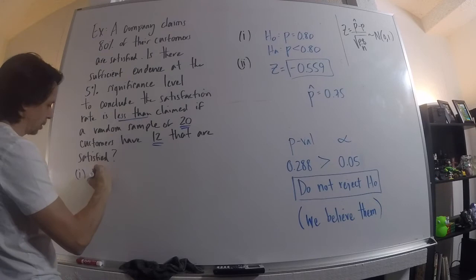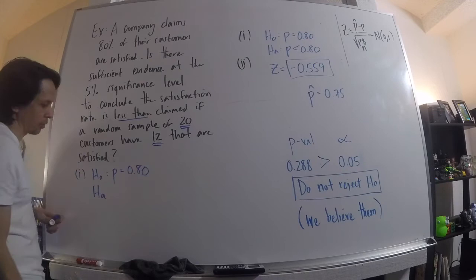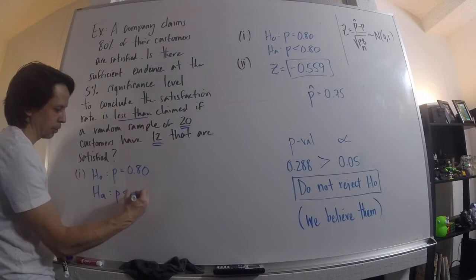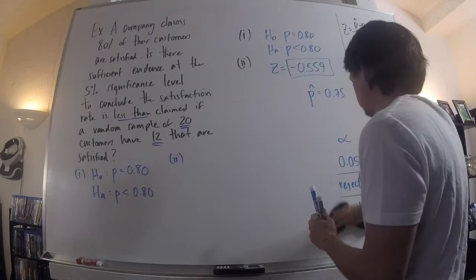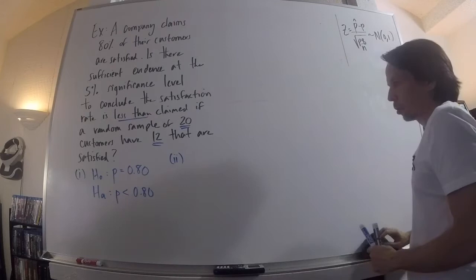Fly through this a little bit quicker until we get to the thing that's different. P is equal to 80. We are still testing less than. P is less than 80. We have to compute the test statistic. I'm going to organize what I need.